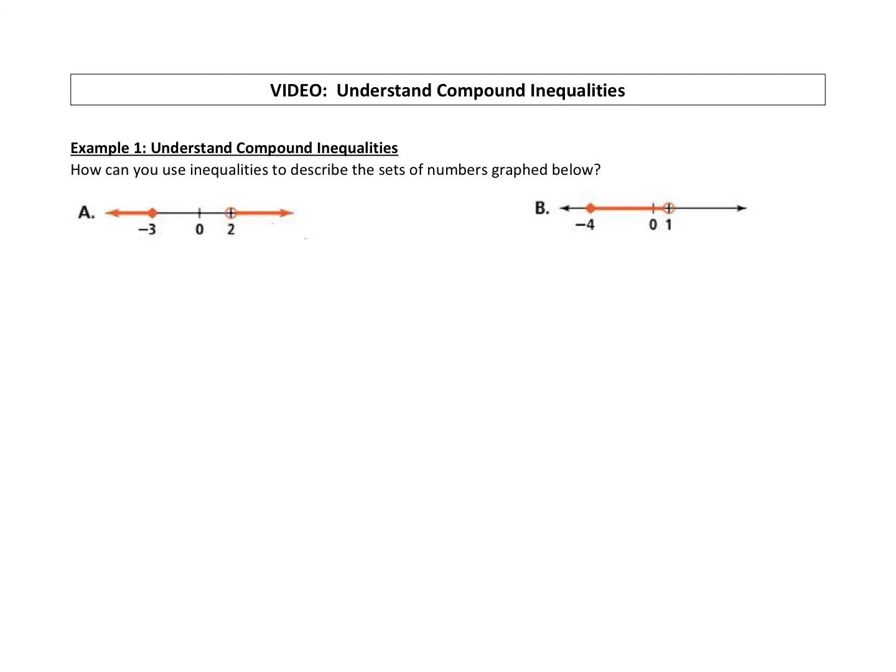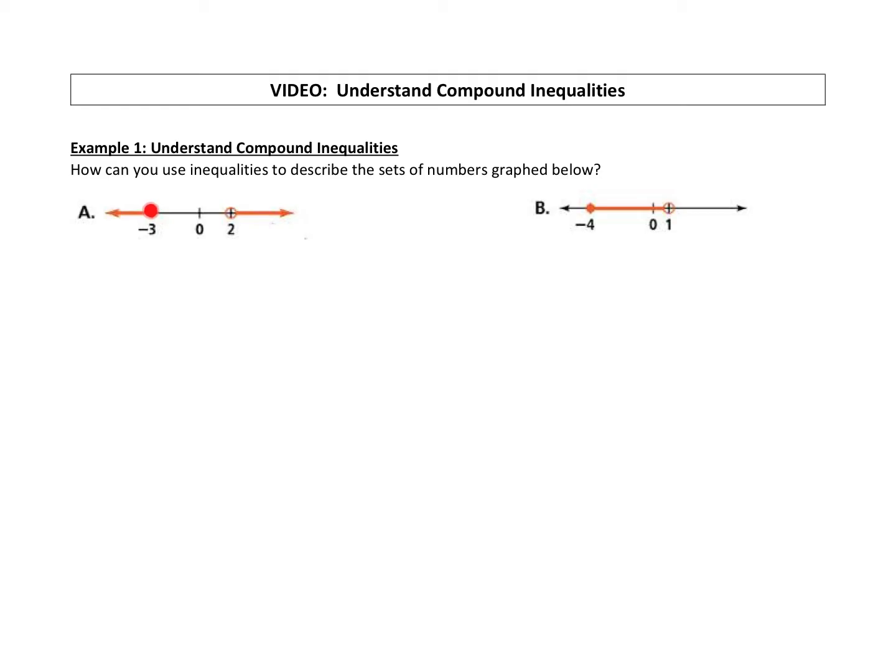All right, so we're going to work on understanding the idea of compound inequalities. And our question is, how can you use inequalities to describe the sets of numbers graphed below? So we have this number line for part A. I can see there are two circles on the graph. So I know this represents an inequality, that represents an inequality.